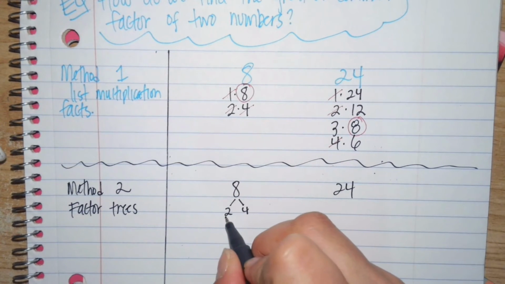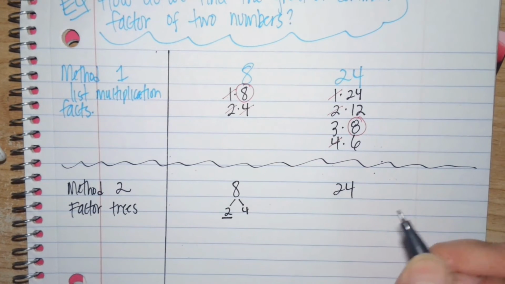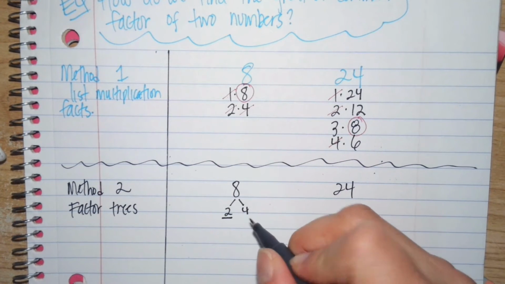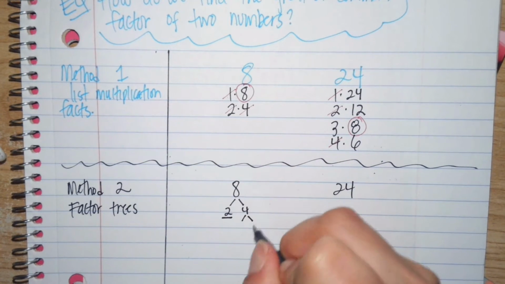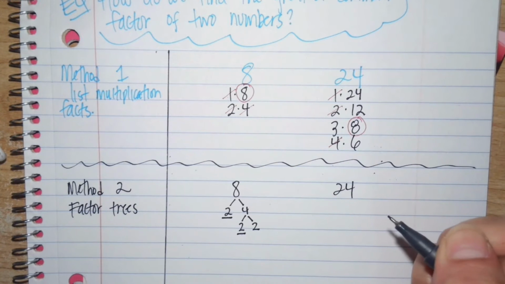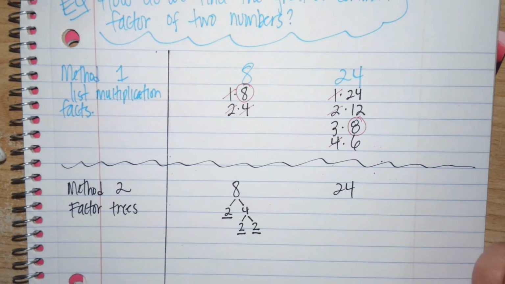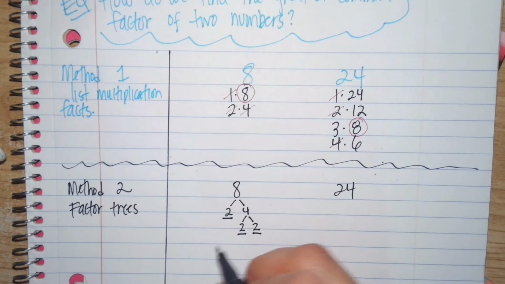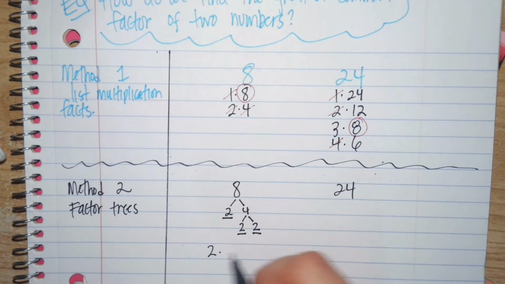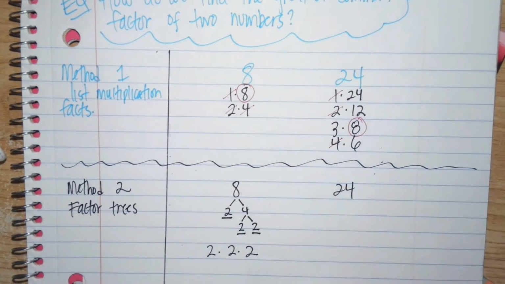I know 2 and 4 make 8. Now 2 is already a prime number, so I'm done with my tree here. That one's done. But 4, I can still break it up, so I'm going to break it up into 2 and 2. Keeping in mind that 2 is a prime, so it's done, and 2 is also a prime, so it's done. So in this case, I have a 2, another 2, and another 2 as the prime factorization of 8.